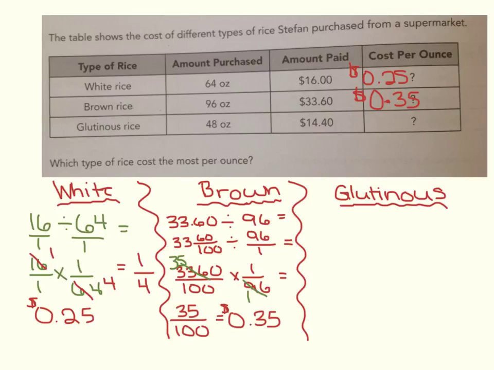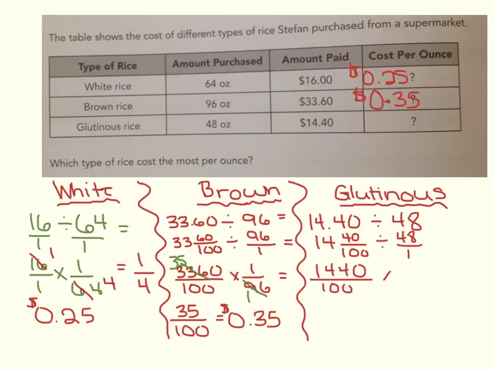Now we'll do the last type of rice, which is $14.40 for 48 ounces. So write that out, $14.40. The total amount paid divided by the total amount purchased. So that's $14.40 divided by 48 over 1. Keep the first fraction. Flip the second fraction and change to multiplication. We want to see if we can cross simplify.